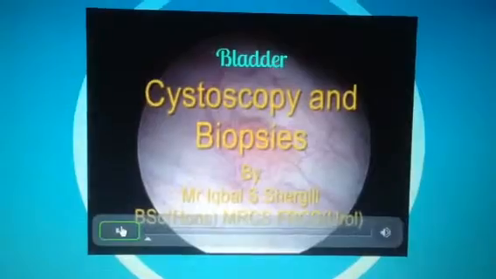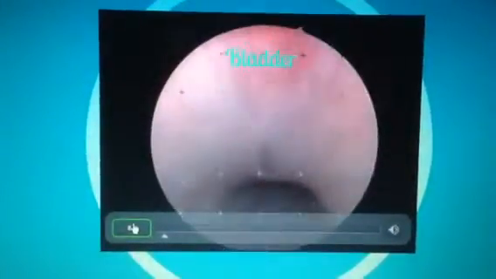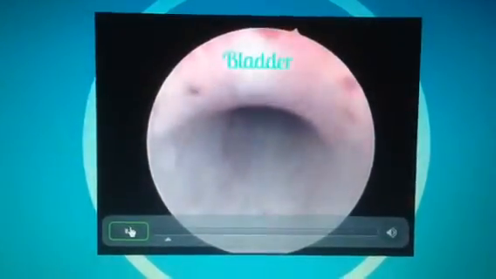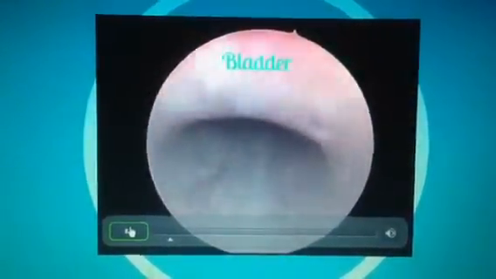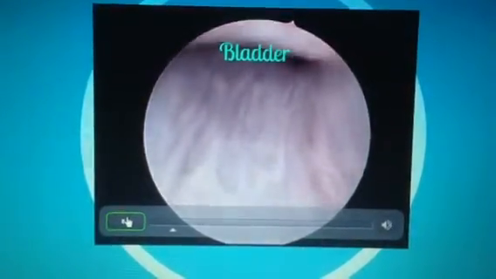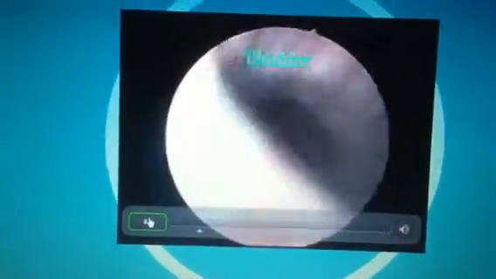In this video we can see the cystoscopy and the biopsy of the urinary bladder. This is a ureteroscopy. We are penetrating in the urethra to reach the urinary bladder.